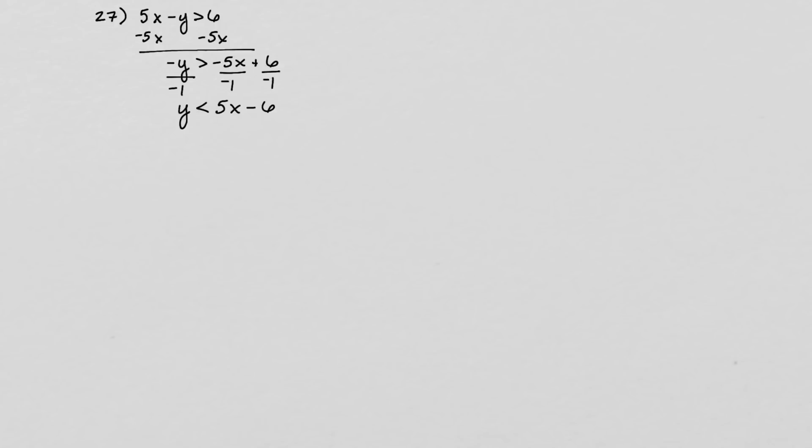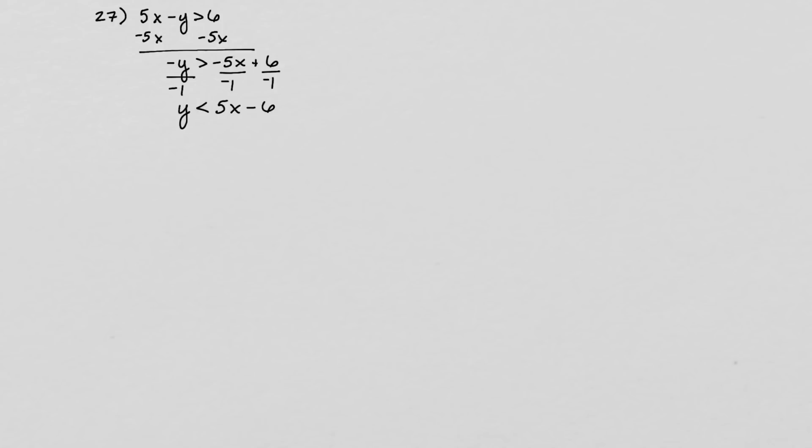So problem number 27 asks us to graph 5x minus y is greater than 6. So again, the first thing I'm going to do is solve for y. So I'm going to subtract 5x from both sides. So we're going to get minus y is greater than minus 5x plus 6. I'm going to divide everything by negative 1. But remember, when you divide by a negative, you have to flip the inequality sign. So I'm going to get y is less than 5x minus 6.